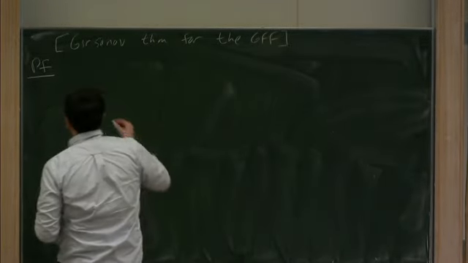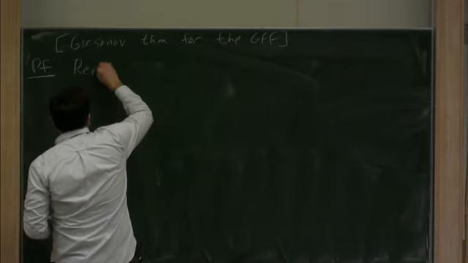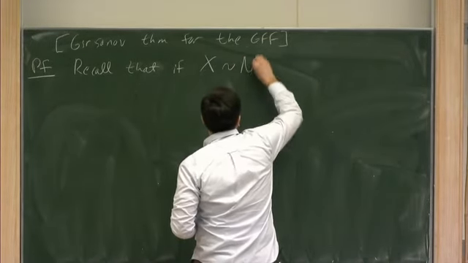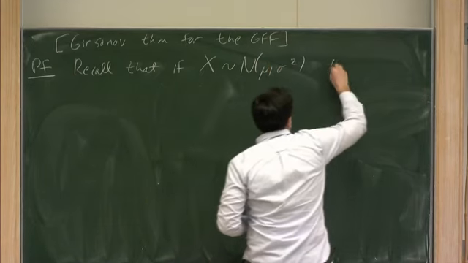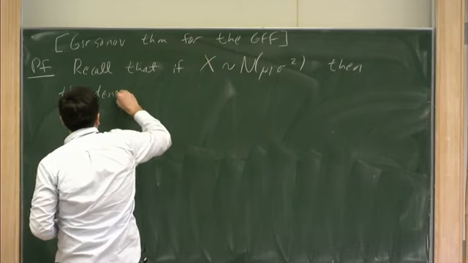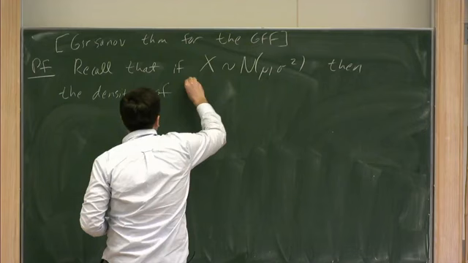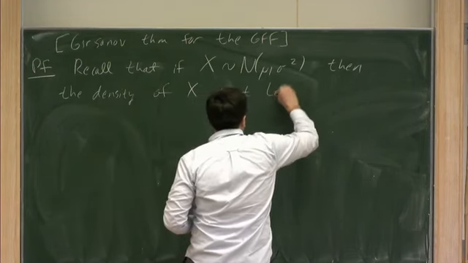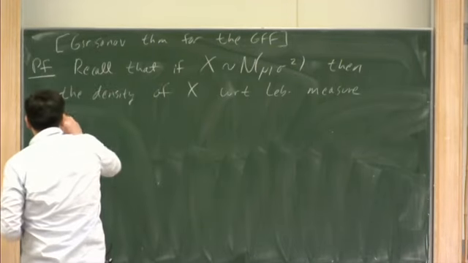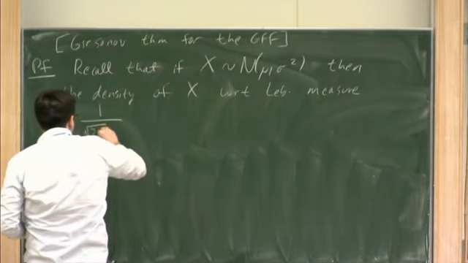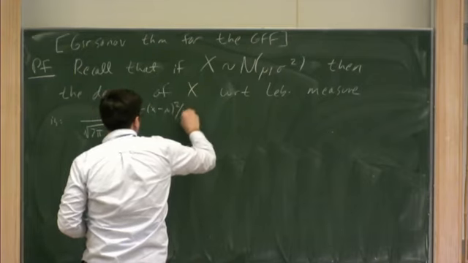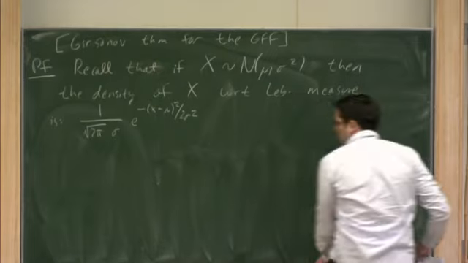So let me start off with a simple observation. Let's recall that if x is a normal random variable with mean mu and variance sigma squared, then as everyone knows, the density of the law of x with respect to Lebesgue measure is just 1 over the square root of 2 pi sigma times e to the minus (x minus mu) squared over 2 sigma squared. Okay, so everybody remembers that.